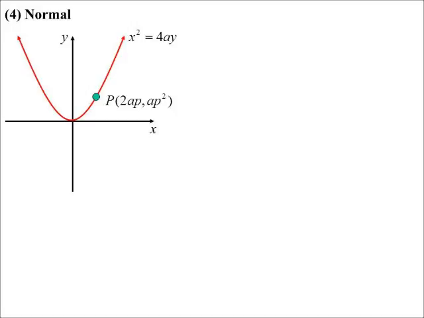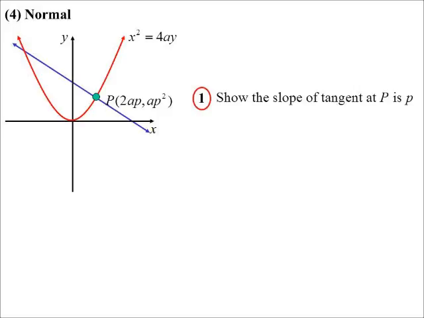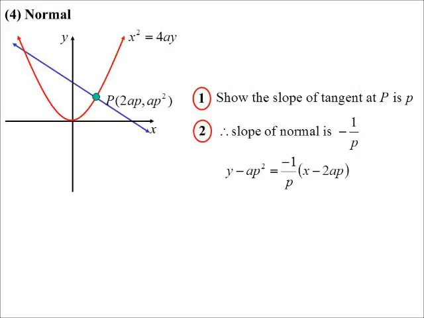Normal then. Let's find the general equation for the normal. Remember, a normal is a line that is perpendicular to the tangent. So go off at that sort of angle, I guess. Well, okay, again, I'm not going to do it again. We've done it a couple of times already. But I could show the slope of the tangent was p. But we want to find the slope of the normal. So therefore, the slope I want is minus 1 on p. Point slope formula, y minus ap squared is minus 1 on p, (x minus 2ap).